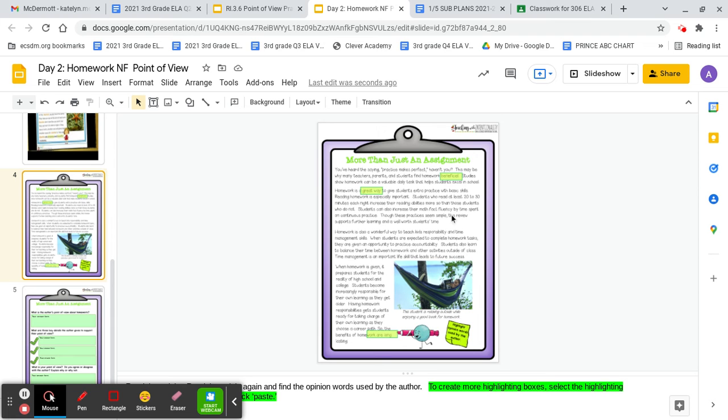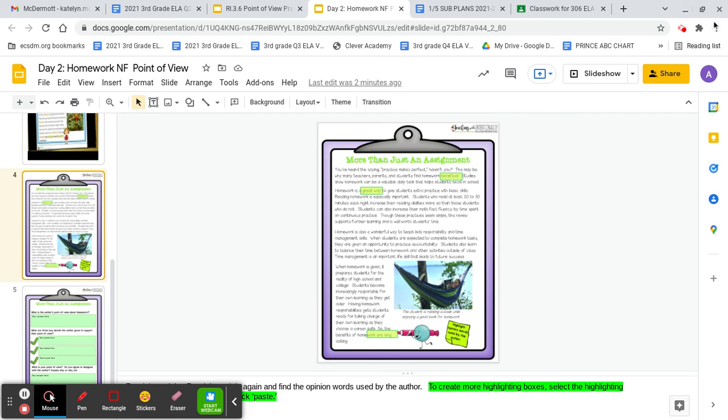Homework is a great way to give students extra practice with basic skills. Reading homework is especially important. Students who read at least 20 to 30 minutes each night increase their reading abilities more so than other students who do not. Students can also increase their math fact fluency by time spent on continuous practice.